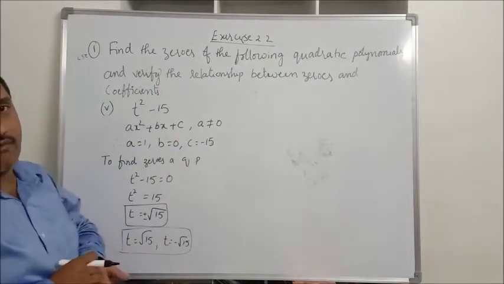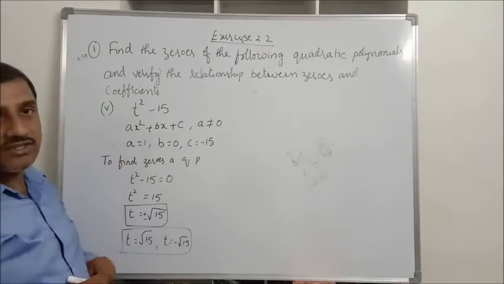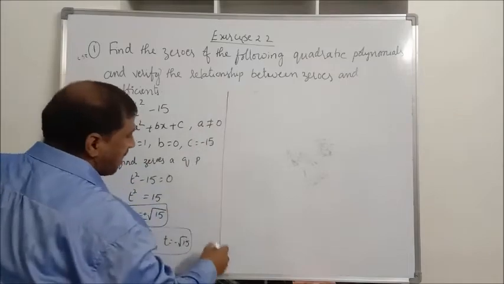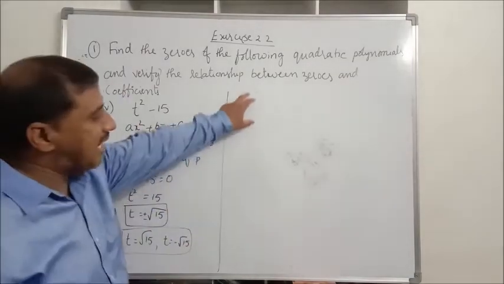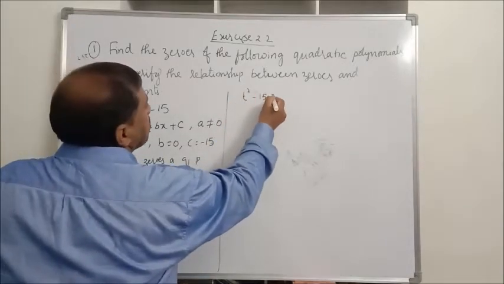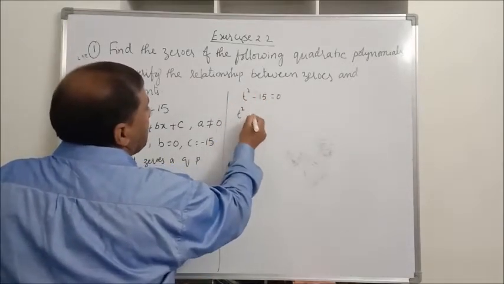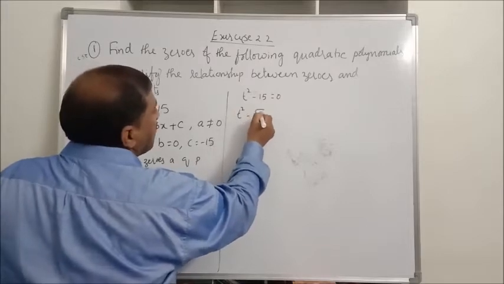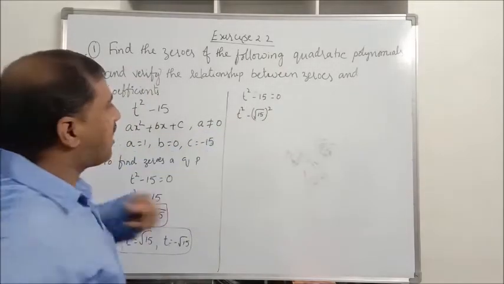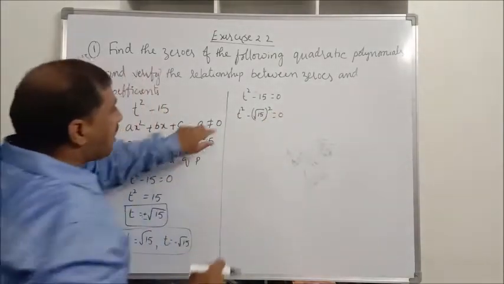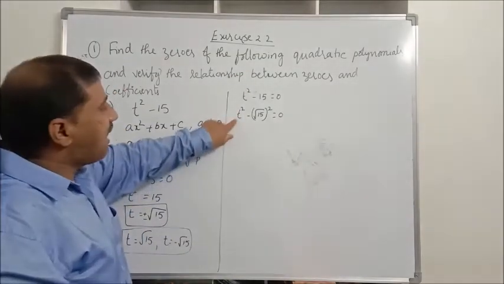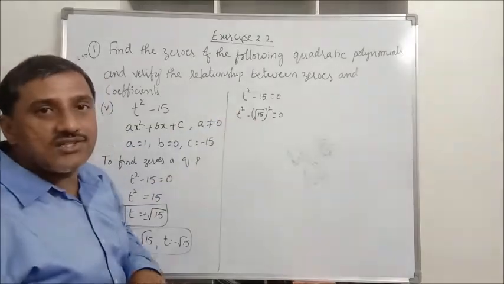Like this we can find its zeros, especially for this kind of sums. We can also apply the algebraic identity, which I'm going to explain here. That is t square minus 15 equals 0. So t square minus 15, can we write it as square root of 15 whole square? Square and square root will cancel, we get 15 again, that is equals to 0. Now it is in the form of a square minus b square equals 0, where a is equal to t, b is equal to root 15.